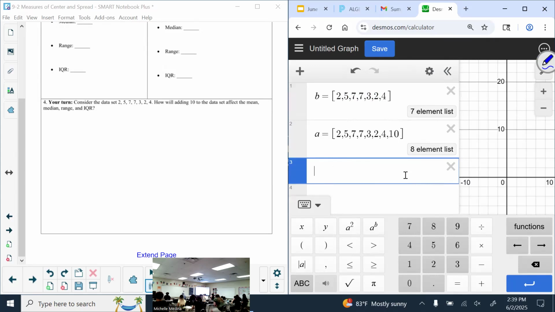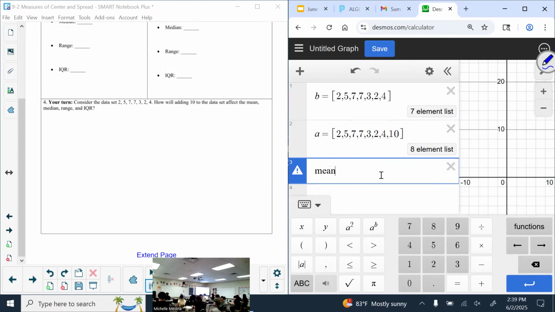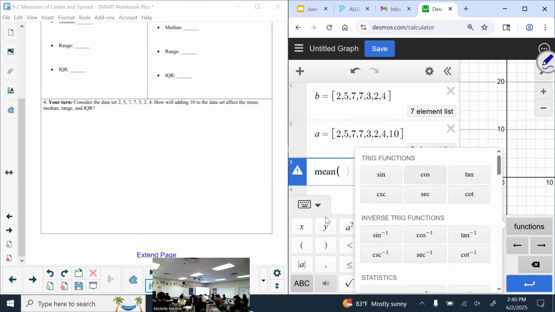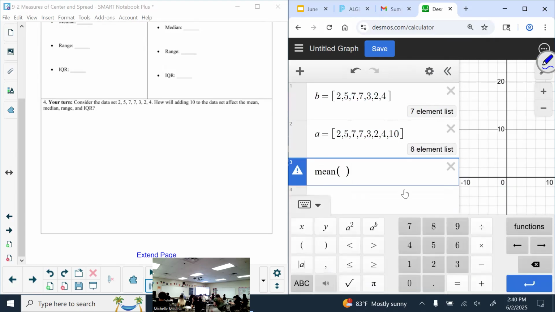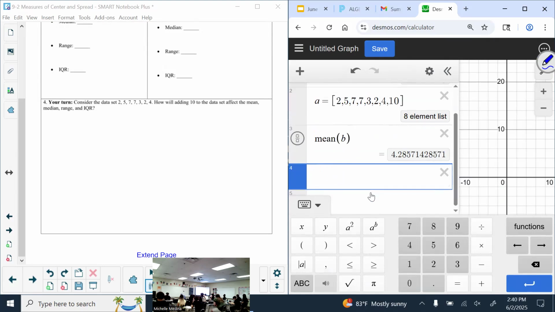Let's compare the means. For some of these functions, you can just type it in. If it's something it recognizes, it'll go from italic to Times New Roman, basically. Or you can just find it in the little menu. If you're typing it, then you have to remember to put the parentheses. If you just find it in here, it'll automatically have it. But here's my mean before the 10 was added. And here's my mean after the 10 was added. Right? So you can use technology to do that.